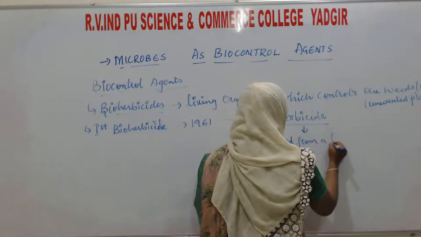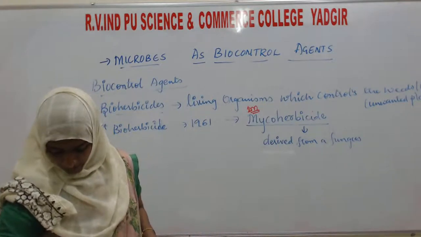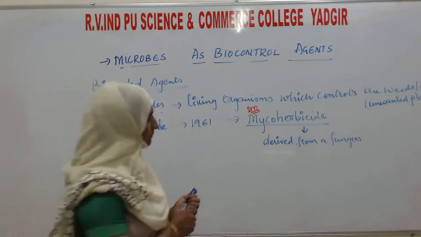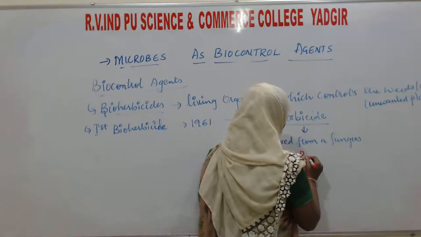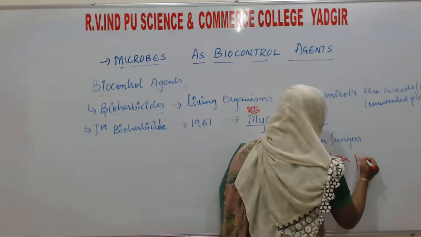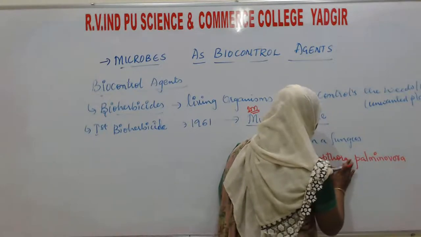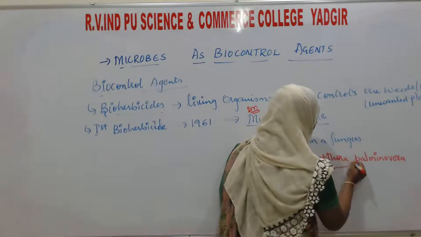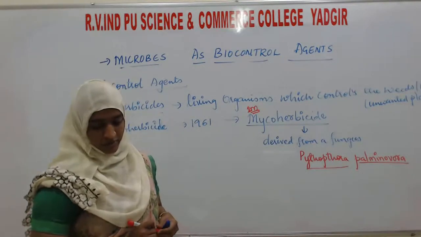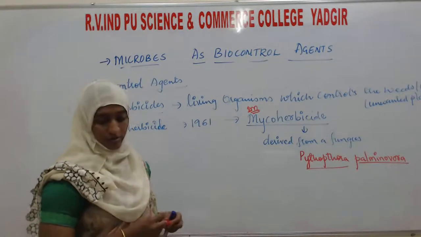From a fungus, and the name of that fungus is Phytophthora palminivora. This is the name of the fungus which is used as a mycoherbicide. Okay, so to which unwanted plant, or which unwanted weed or herbs, is it going to control?